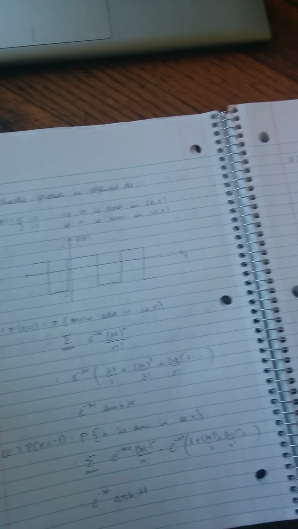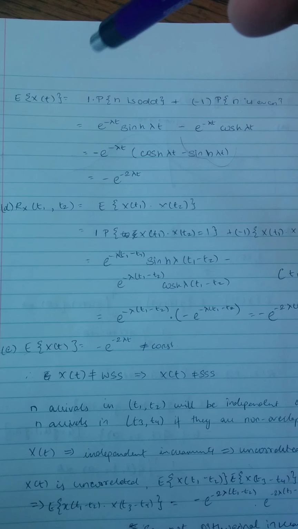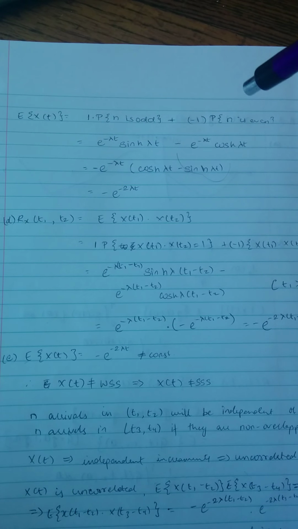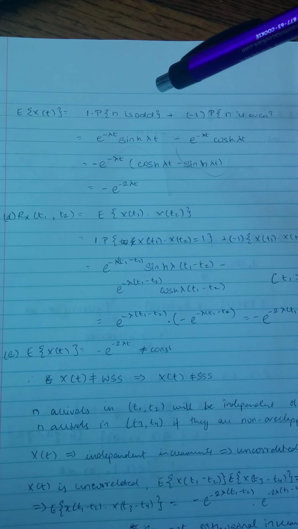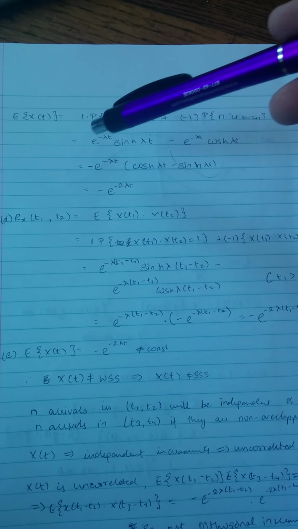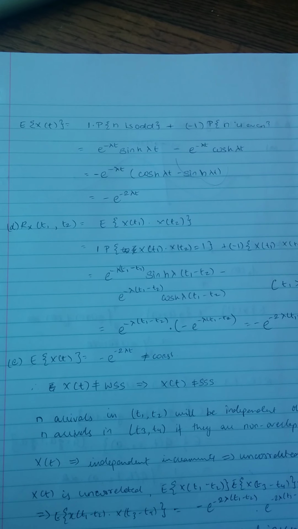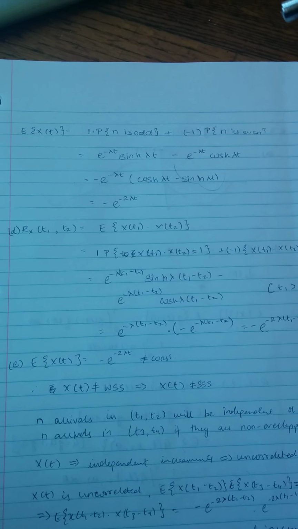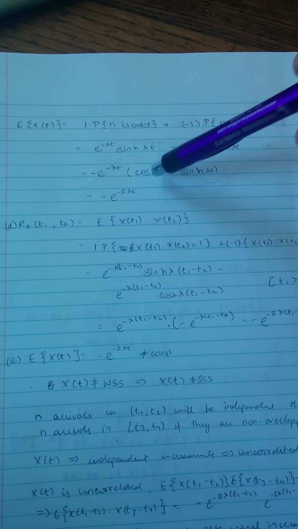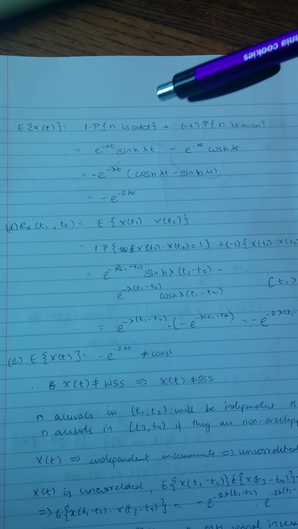Now for the expected value of X(t), it would be 1 into the probability that N is odd, plus minus 1 into the probability that N is even. We have found the probability of N being odd and N being even, which are these terms. When we simplify this, we get e raised to minus lambda t times sine hyperbolic minus cos hyperbolic. Now cos hyperbolic minus sine hyperbolic is equal to e raised to minus lambda t. So when we take the minus outside, we get the expected value as minus e raised to minus 2 lambda t.